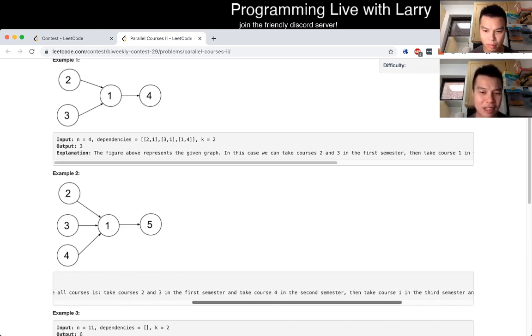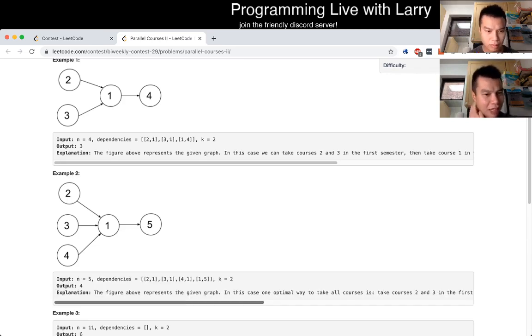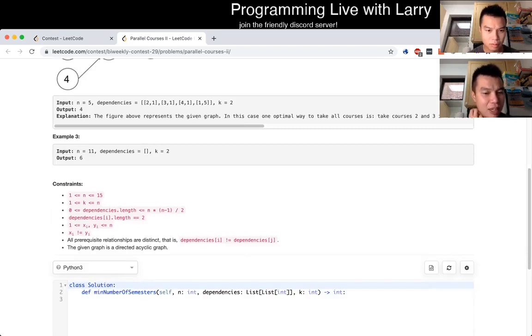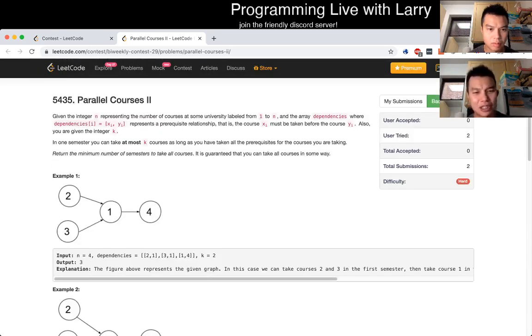And I was like, okay, this makes sense. This is just standard. You can only take up to K classes a semester. Okay. And then when I saw n is equal to 15, frankly, I was fooled. So well played, problem setter. When I saw n is equal to 15, I thought that I could do brute force.